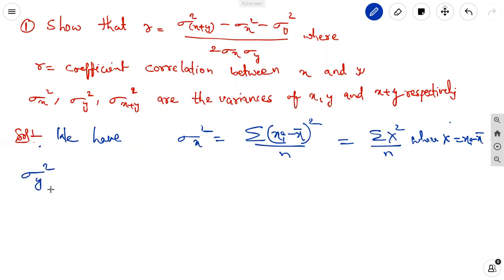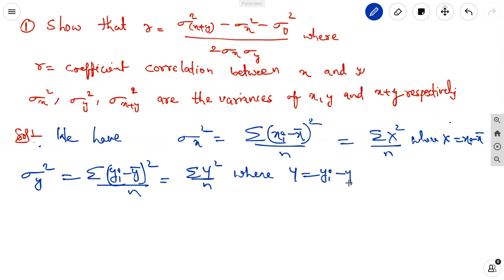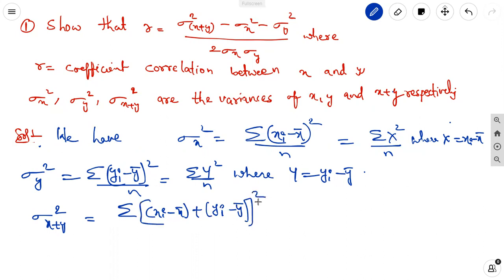Similarly, the variance of the y variable is sigma y square equal to summation yi minus y bar whole square by n, that is sigma capital Y square by n, where capital Y is equal to yi minus y bar. And sigma x plus y square is equal to summation xi minus x bar plus yi minus y bar whole square by n, that is equal to sum of X plus Y whole square by n.